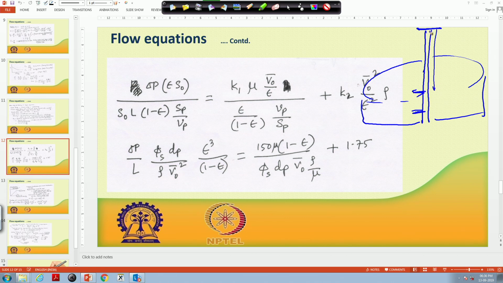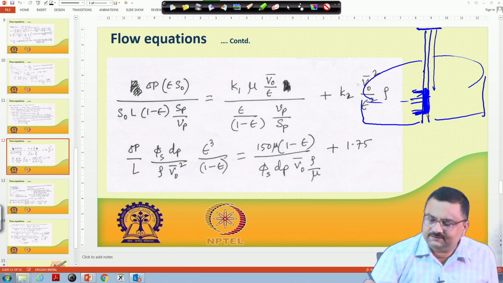You cannot take the entire height. We are not solving for the entire height. We are only solving the flow for this part, through which the flow is taking place. Number two, if you are looking at the z-axis in the well, at this part, this is actually an open conduit.